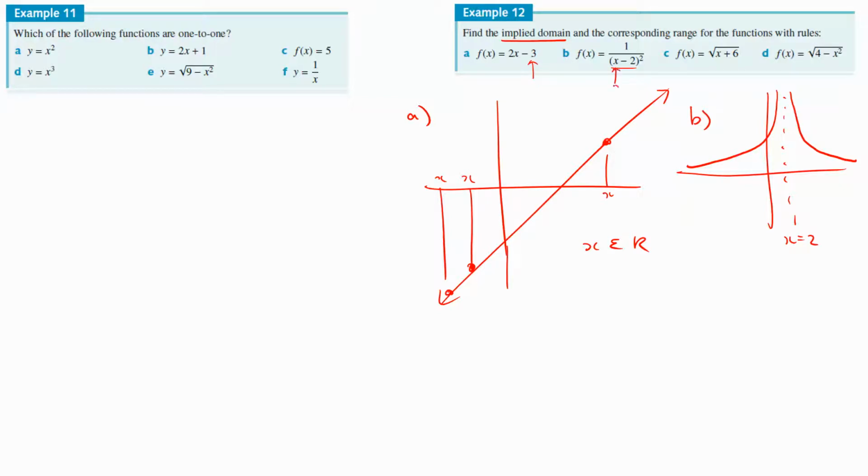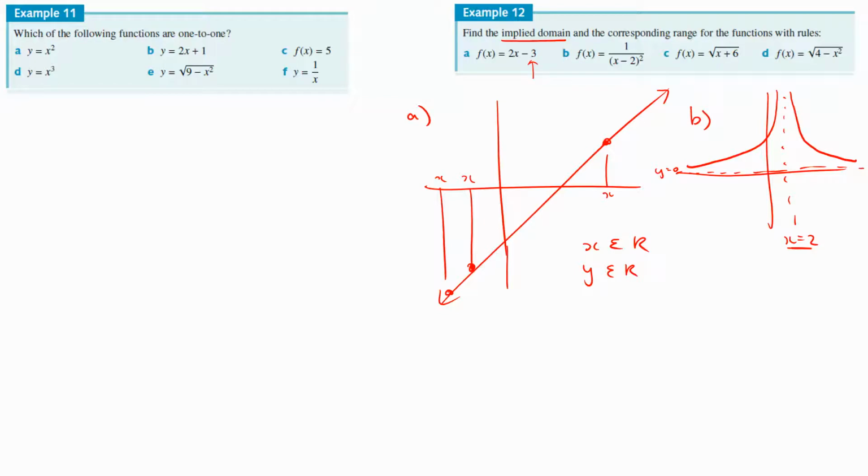Because if I put in 2, 2 minus 2 is 0, and 0 squared, you can't have 1 divided by 0. It's undefined there. That's why at x equals 2, it is undefined. Okay, it's my truncus function, therefore it has an asymptote horizontally, y equals 0 as well. And if I look at that, and corresponding range, sorry, I forgot. I didn't read the question properly there.